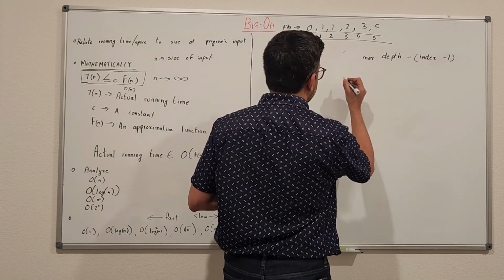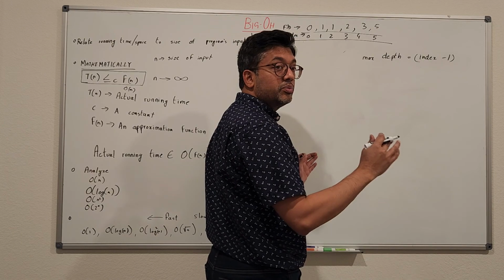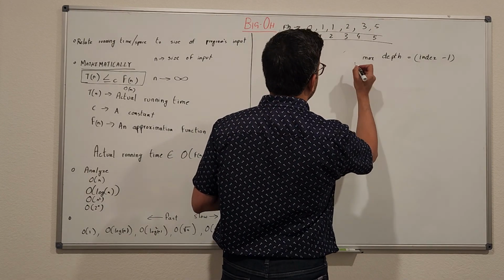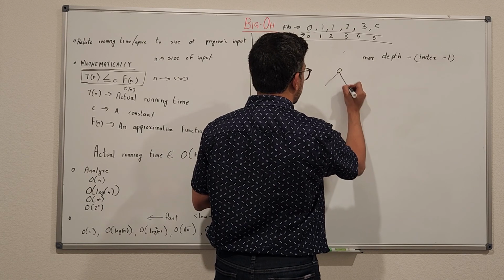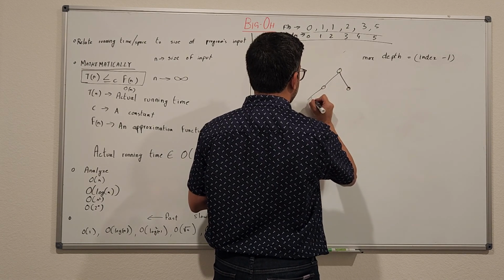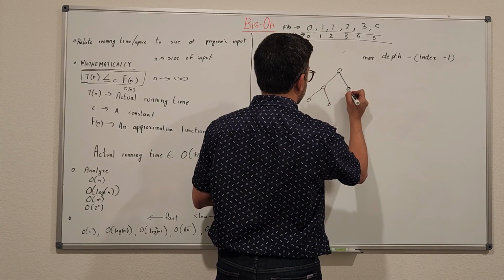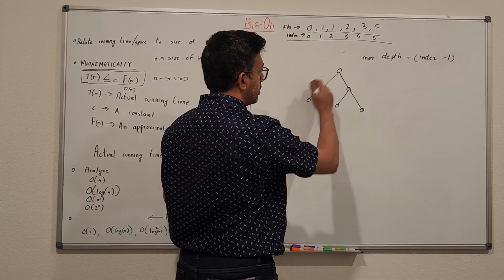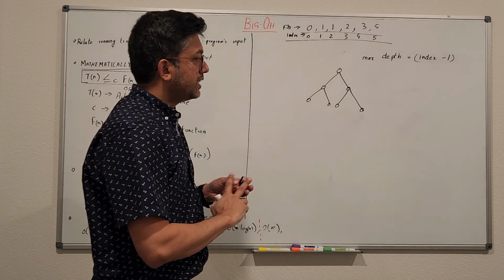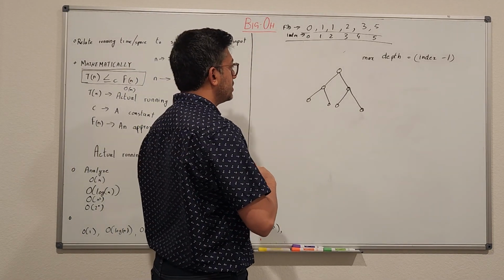So now that we have established max depth is index minus 1, we're making an approximation going forward. The approximation is, I'm going to assume that the tree is a full tree. So for 5 we saw it only came till here, but I'm going to assume it's like a full tree like this. If the tree is full, the analysis is a little easier. That's why I want to say a full tree.